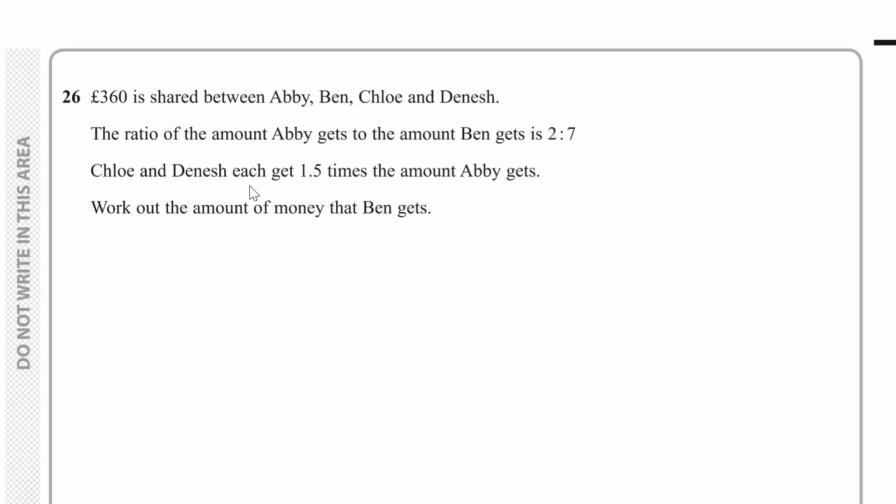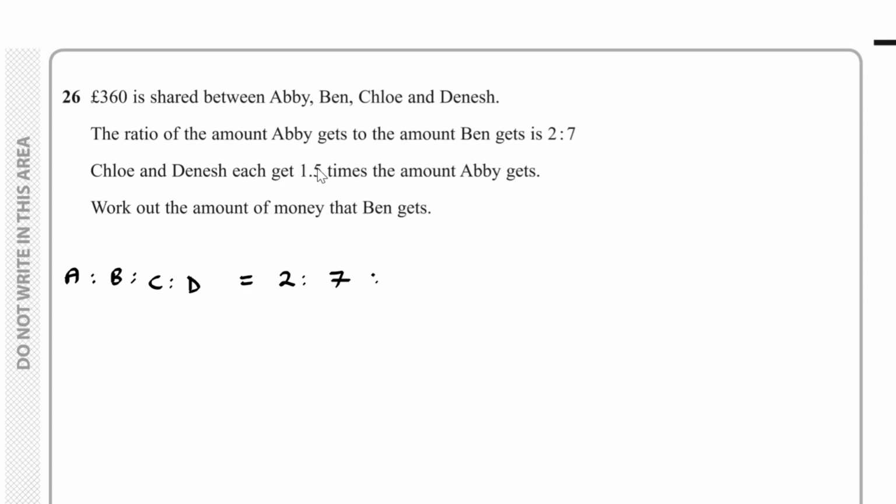Question 26. 360 pounds is shared between Abby, Ben, Chloe and Denish. The ratio of the amount Abby gets to the amount Ben gets is in the ratio 2 to 7. So let's just write this down. A to B is equal to 2 to 7. And Chloe and Danish each get 1.5 times the amount Abby gets, so we have to work out the amount of money Ben gets. Well, with this, we can find out the ratio of A to B to C to D.